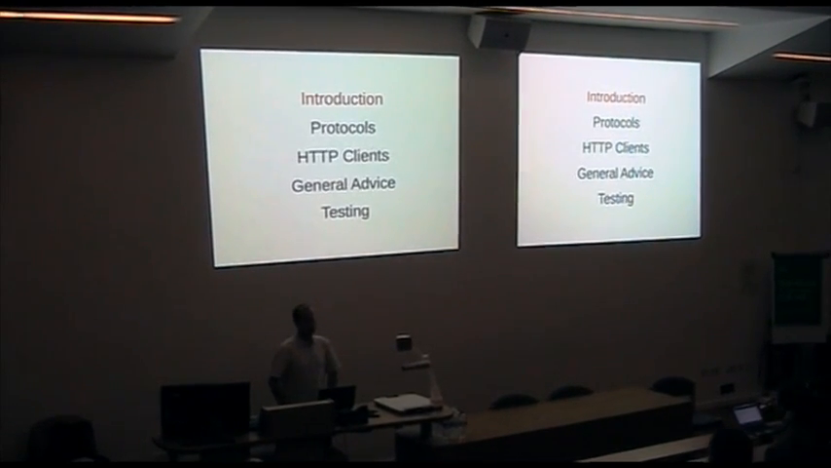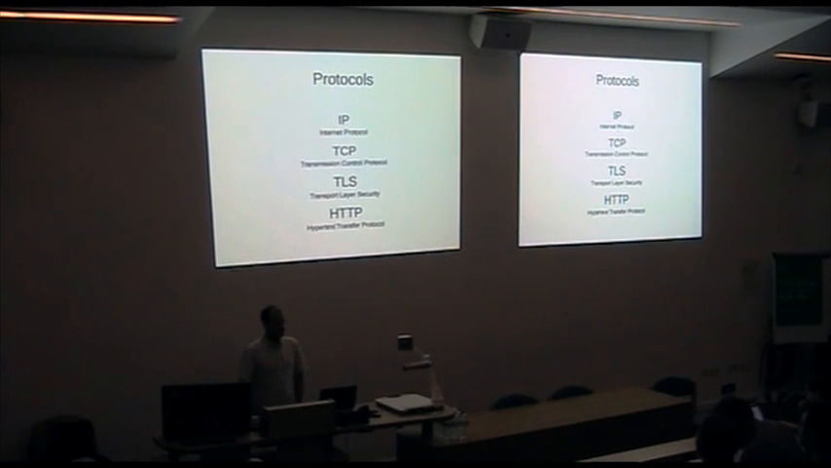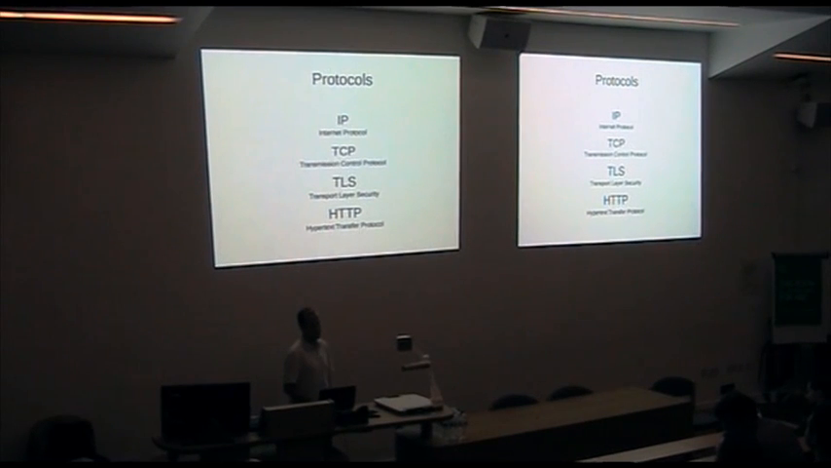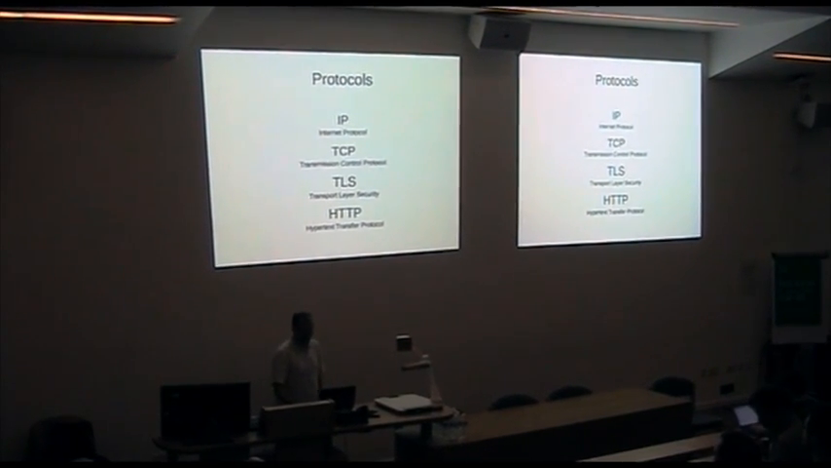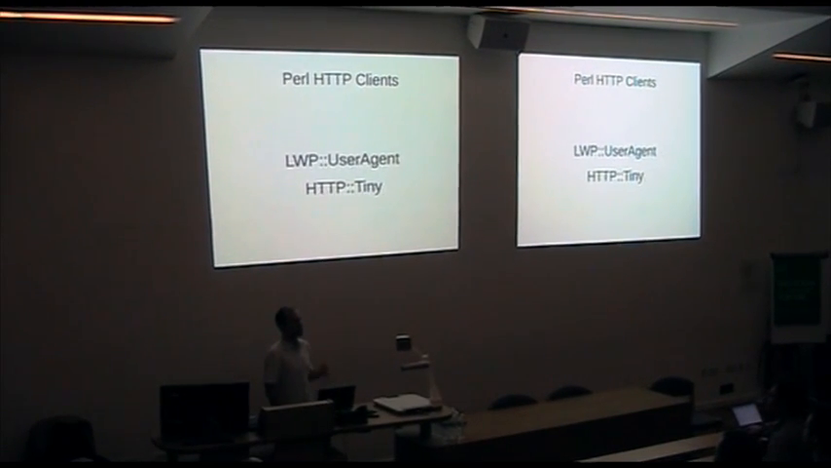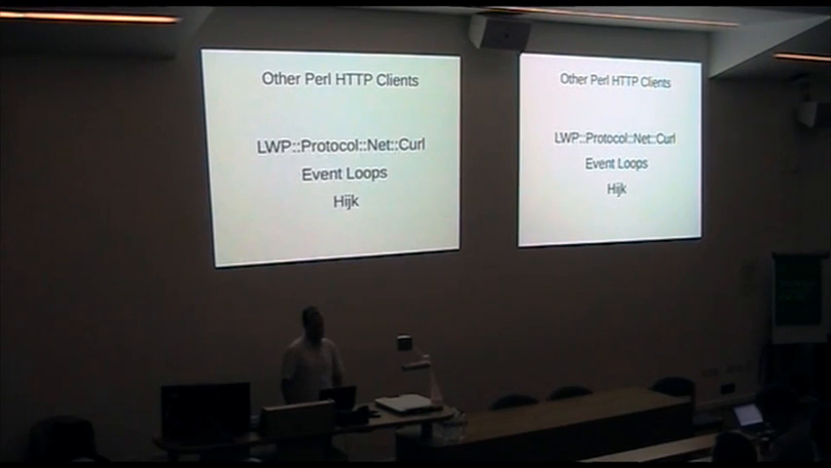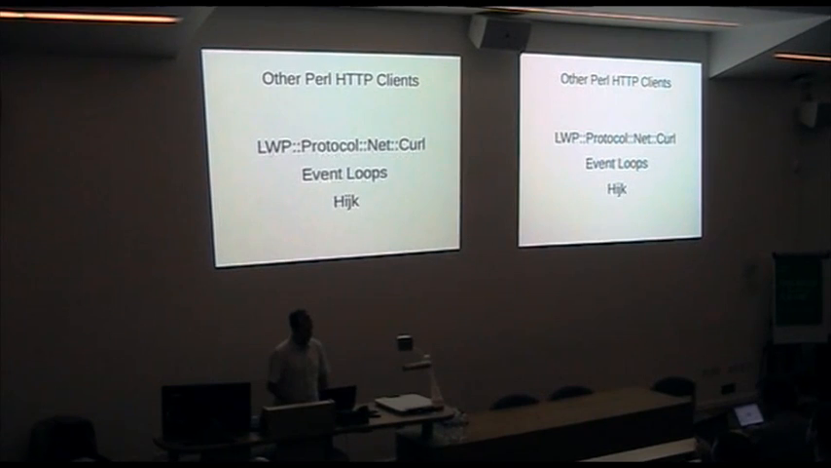So we're going to kind of follow this structure. I'm going to start out with the introduction and I'm going to talk about 4 main protocols that are important for the web, kind of working from the low layer up to the higher layer. I'm going to talk about 2 main Perl HTTP clients. These are the 2 popular libraries that people usually use for connecting to web services, for interacting with them. But there are also various other HTTP clients that I'll go into a little bit about.